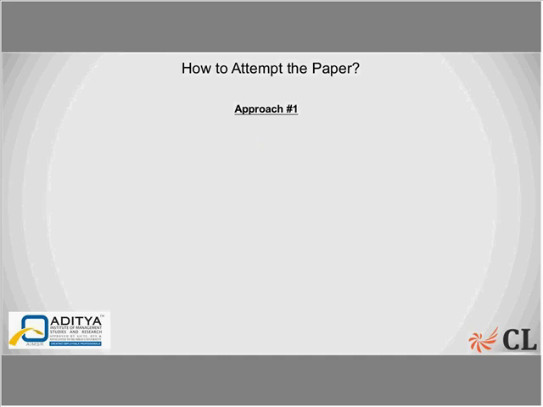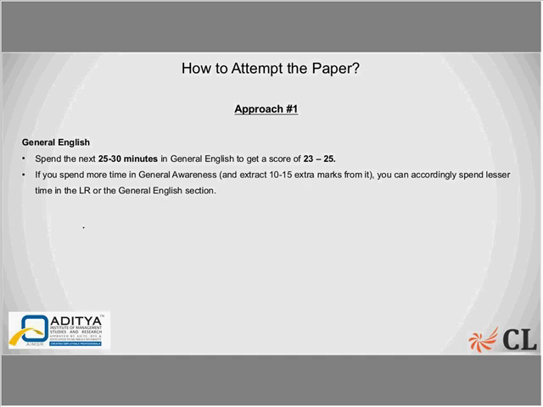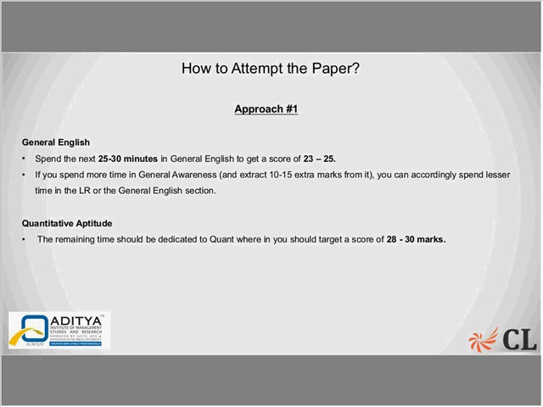And the next thing, after that, would be to focus on English and then the quant part. 25 to 30 minutes for English and something like a similar amount of time in quantitative aptitude. If you are stronger in English, obviously you will get a higher score out here. And if you are stronger in quant, you will get a higher score out here.